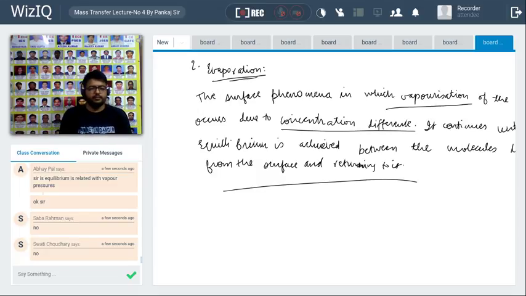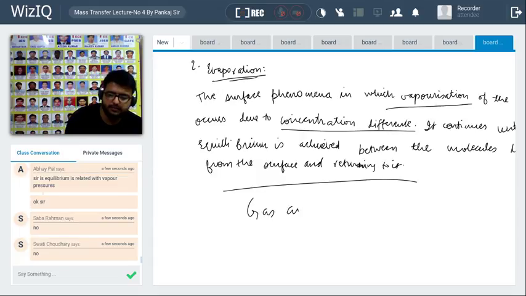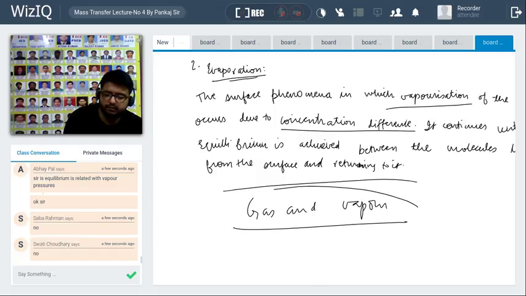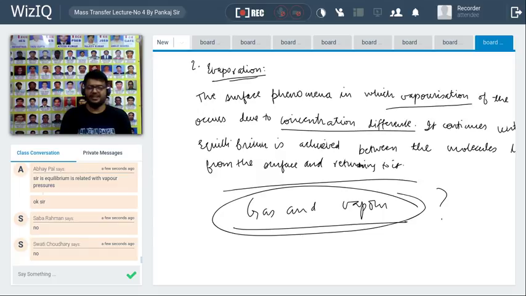Got the difference. So let's get to the next question. What is the difference between gas and vapor? Now think about it and then tell me what the difference is.